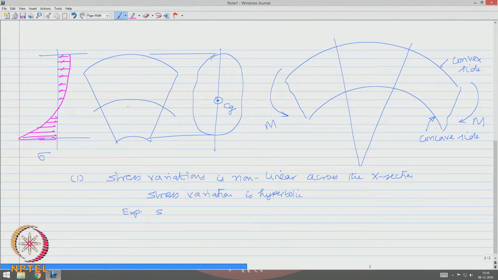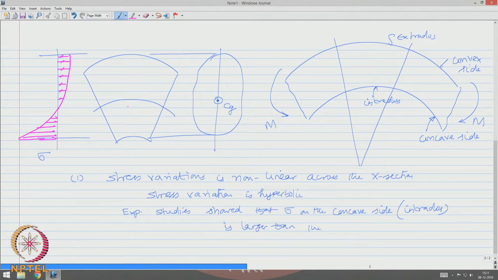experimental studies showed that the stress on the concave side, that is the intrados, we can also call this the intrados and this the extrados, is larger than on the convex side.